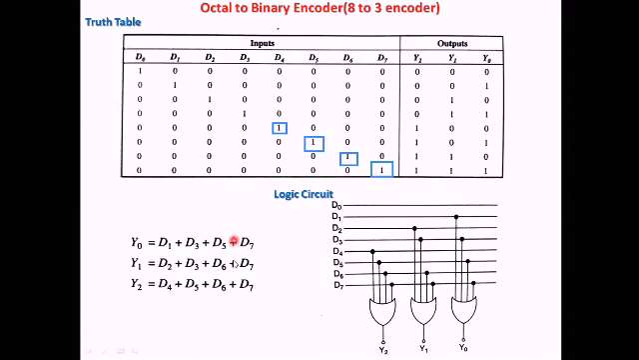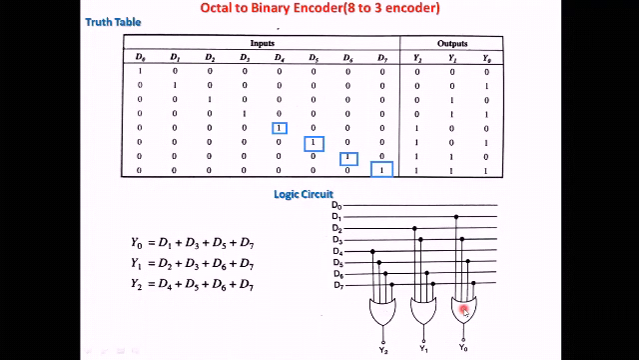Now from these 3 equations, or using all these expressions, the octal to binary encoder can be implemented. How can it be implemented? There are OR gates in between, so it can be implemented using 4 input OR gates. How? Because there are 4 inputs. Each of these has 4 variables, that is D1, D3, D5, D7. So we are using 4 input OR gates. This one, first one, second one and third one.